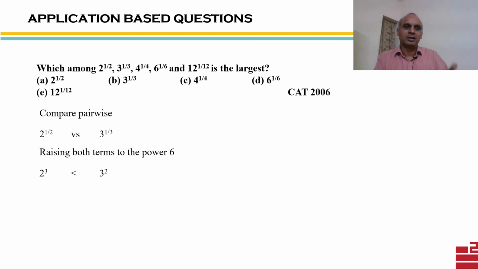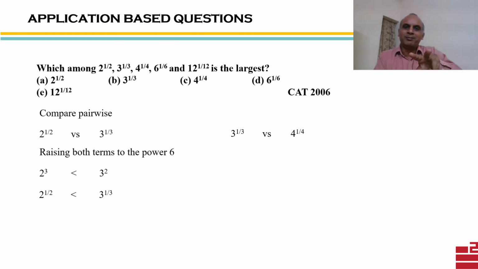And the values are 8 and 9. So we know that 8 is obviously less than 9. So 3 to the power 2 is bigger, and therefore 3 to the power 1 by 3 is bigger. Now we will compare the bigger of these, that is 3 to the power 1 by 3, with the next number, which is 4 to the power 1 by 4.